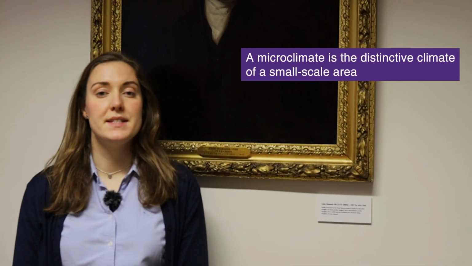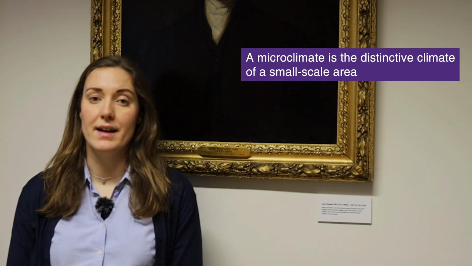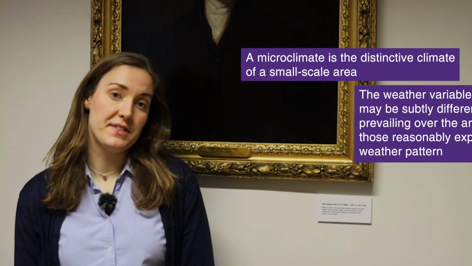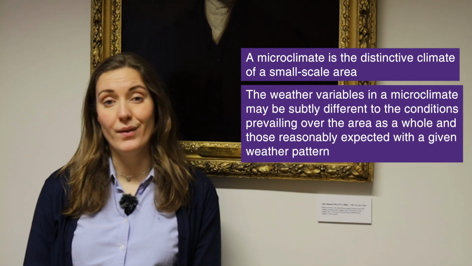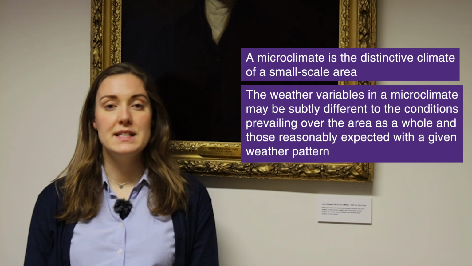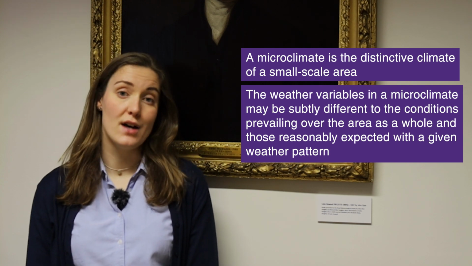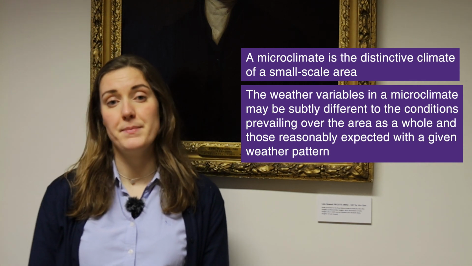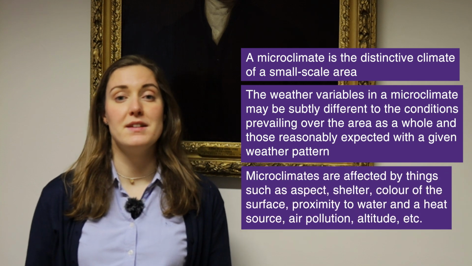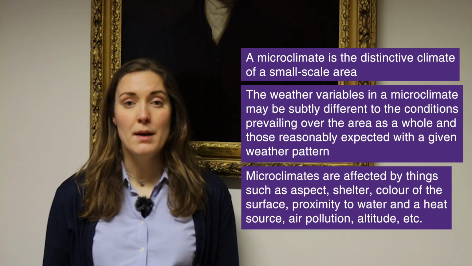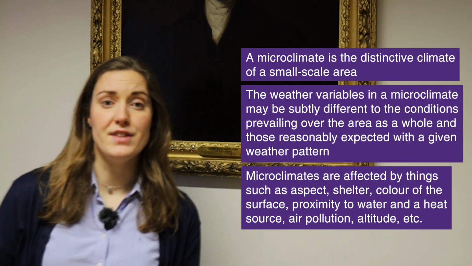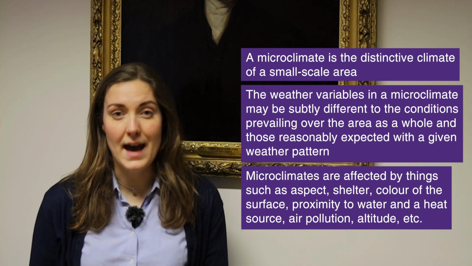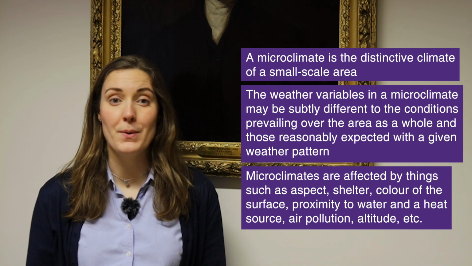A microclimate is the distinctive climate of a small-scale area, such as a garden, park, valley, or part of a city. The weather variables in a microclimate, such as temperature, rainfall, wind and humidity, may be subtly different from the conditions prevailing over the area as a whole, and from those that might be reasonably expected with a given weather pattern. The microclimate is affected by such things as aspect, shelter by buildings or vegetation, the colour of the surface, proximity to water, proximity to a heat source such as a building, air pollution, altitude, and many more.